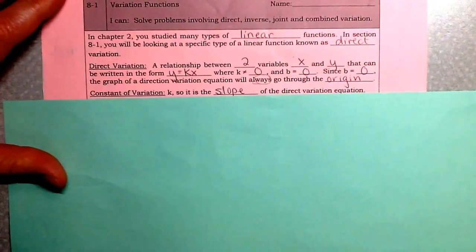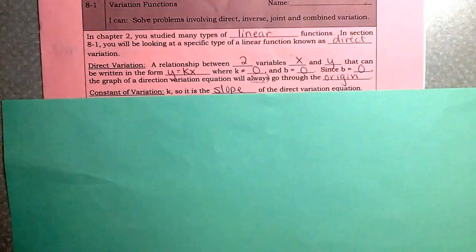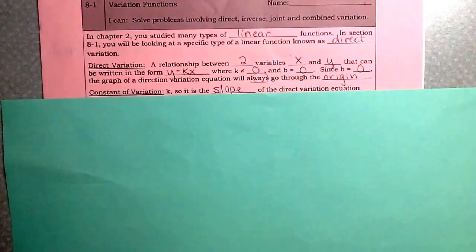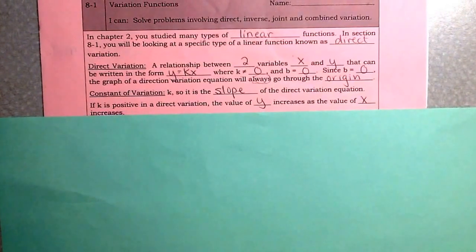Now, let's talk about the constant of variation, which is k. It is the slope of the direct variation equation. Now, if k is positive in a direct variation, the value of y is going to increase as the value of x increases.